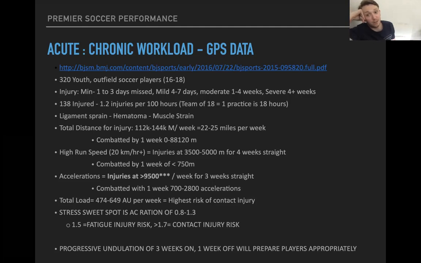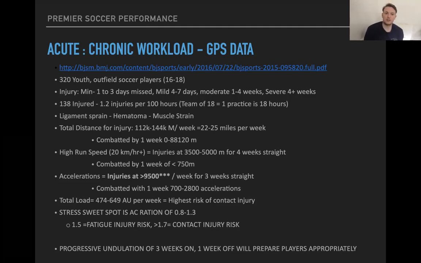GPS actually makes it super easy to track all of this, and it's very cool. You can flag your individual athletes and set limits on them. When they hit those limits, you basically tell them to shut down. That's acute chronic workload management at its finest.